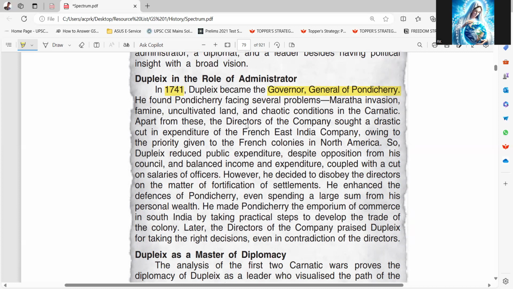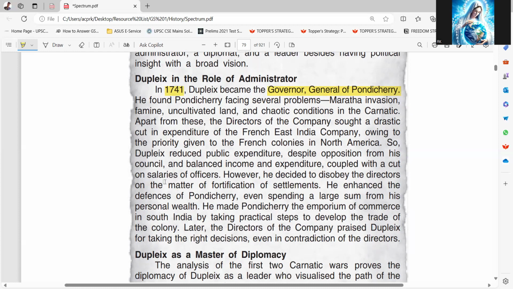Apart from this, the directors of the company sought a drastic cut in expenditure of the French East India Company, owing to the priority given to the French colonies in North America. So Dupleix reduced public expenditure despite opposition from his council and balanced income and expenditure, coupled with a cut on salaries of officers. However, he decided to disobey the directors on the matter of fortification of settlements.